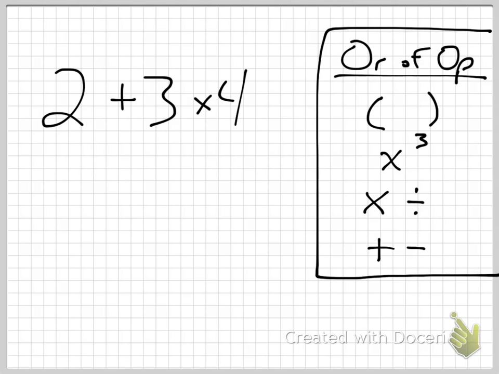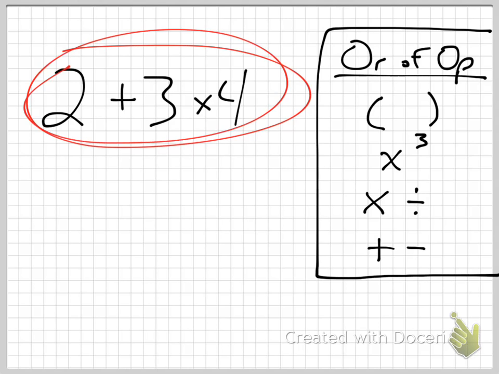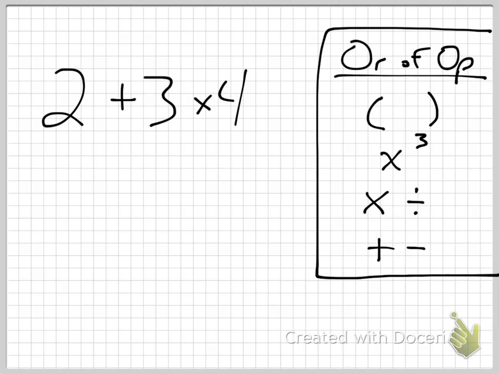Okay? So here we go. Knowing that we have our order here, let's go through the question that we did before. The first thing you look for is parentheses. Do you see any parentheses in our question here? No. Do you see any exponents there? No. Do you see any multiply or divide?